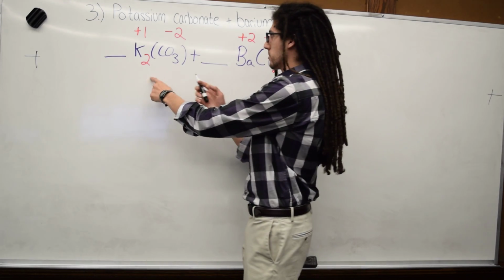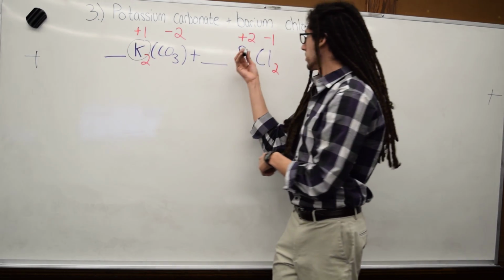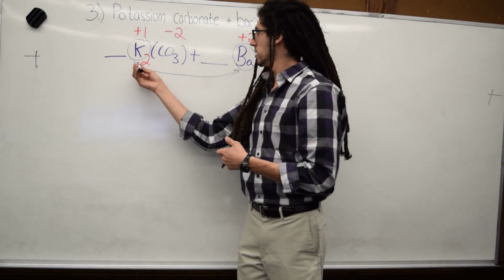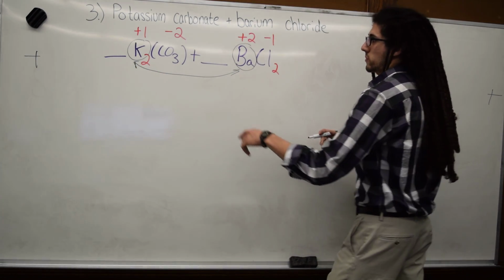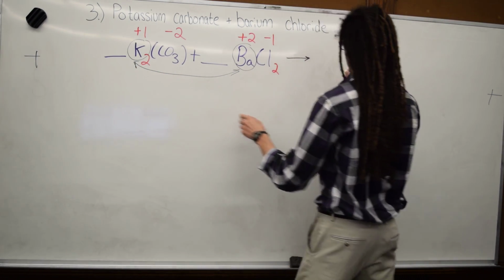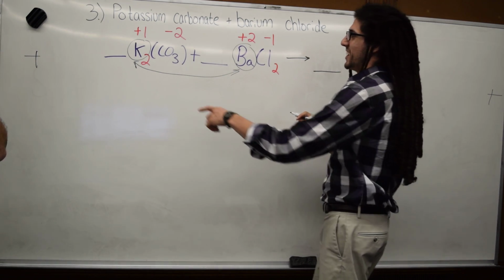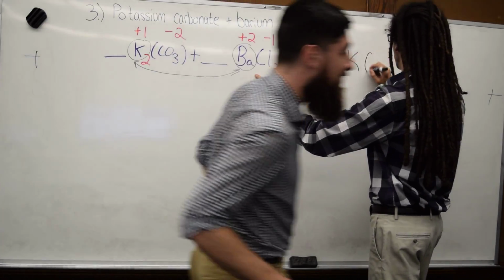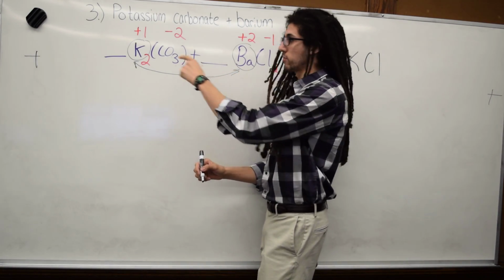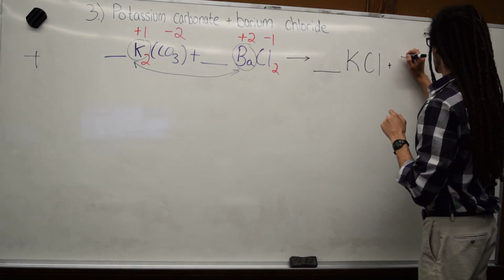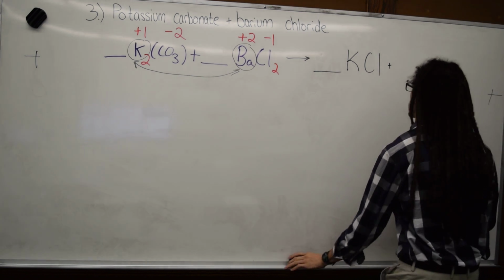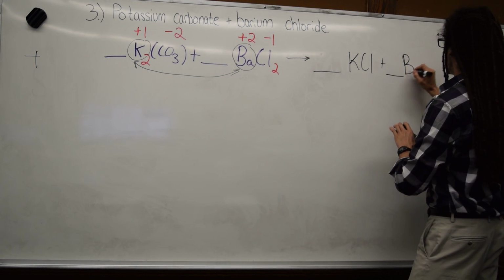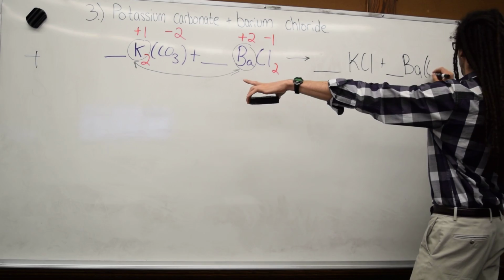Here they are. Potassium's one. I'm going to circle it. Barium's the other. I'm going to circle it. I'm just going to draw a little arrow to show that they switch, right? They're swapping. So my products, I'm going to list them over here. They are going to be potassium paired with chloride, so we're going to have KCl. And we're going to have barium paired with carbonate, so it'll be barium carbonate, right?